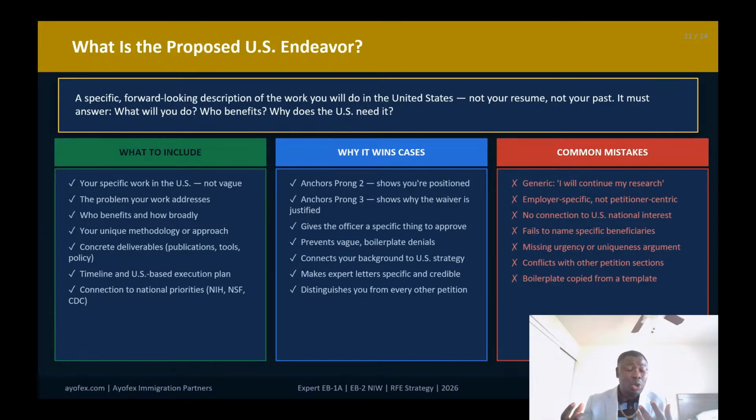Some mistakes that people still make when writing the proposed endeavor are that they don't show any connection to US national interest or US national priorities. Your proposed endeavor fails to name specific beneficiaries. There is a missing urgency or uniqueness argument. Your proposed endeavor conflicts with other petition sections, or it is a boilerplate proposed endeavor copied from a template. So your proposed endeavor needs to be specific.